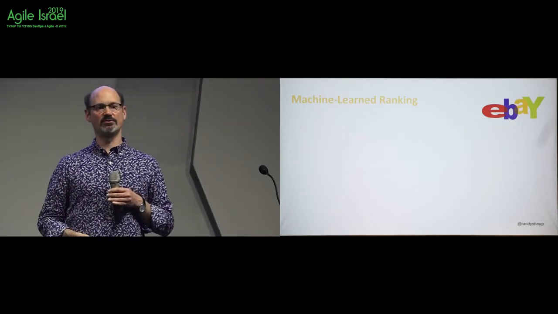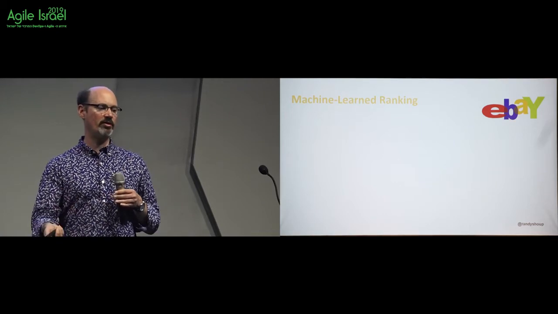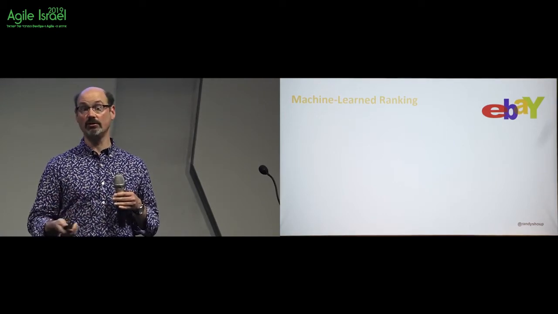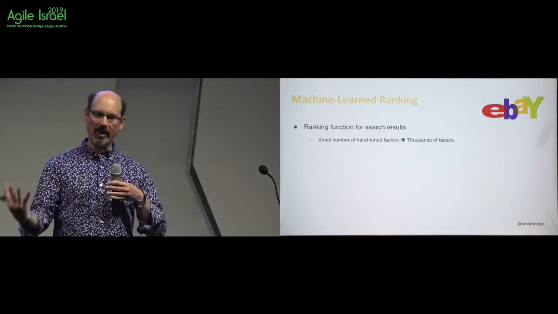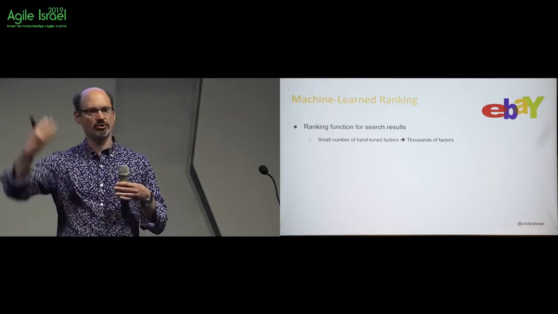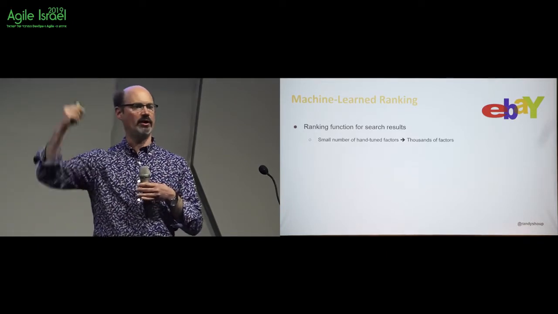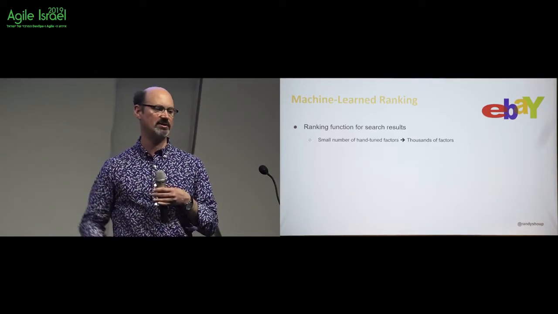So two quick examples from eBay when I was there. One of the things that we did was introduce the concept of machine learning to the search ranking function. People might be familiar with a ranking function for search. That's the thing that scores the results and decides what thing goes in the first position or the second position or the 10th position.